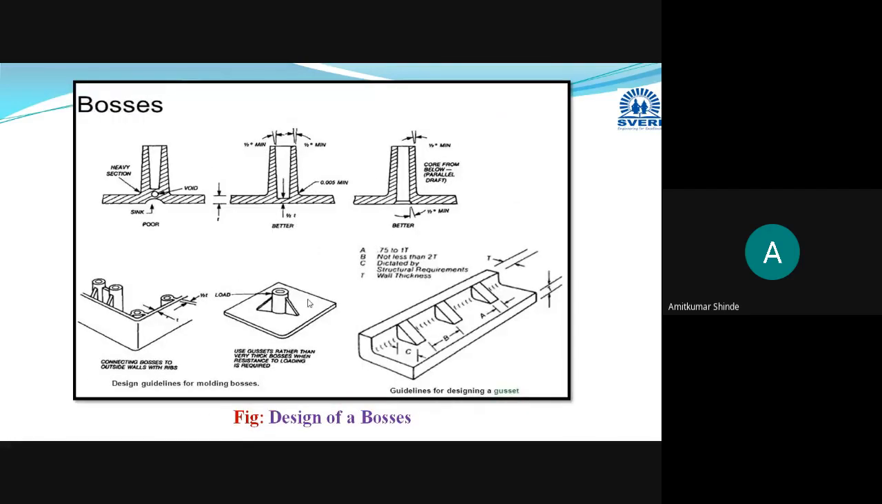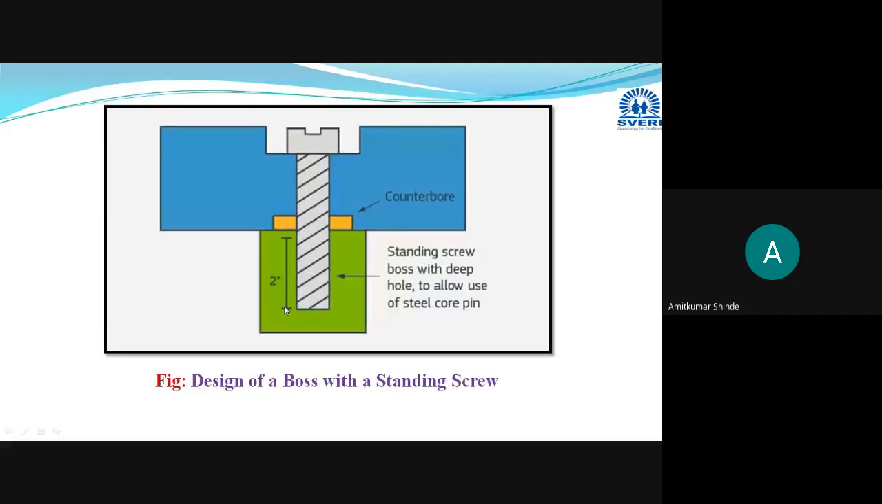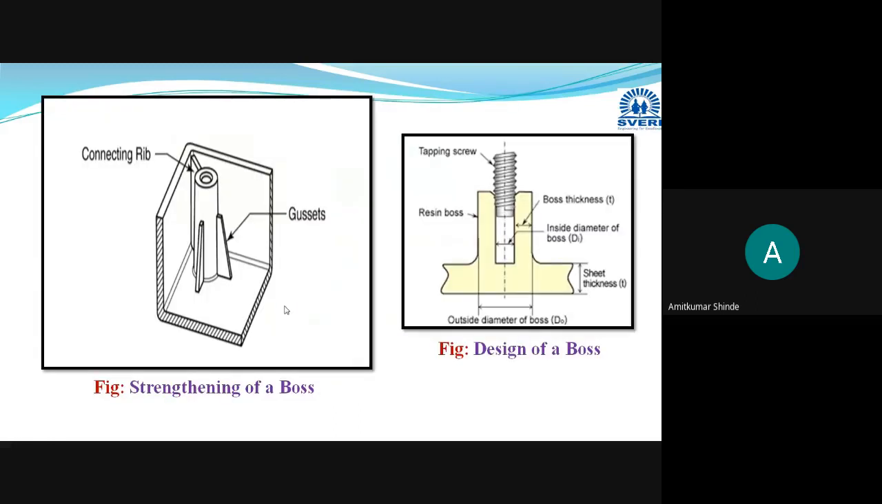Let me show some more diagrams. Here you can see this is the boss away from the wall. These are the bosses near the wall, where a rib or gusset is provided very near. See these diagrams: these bosses are near the wall, and gussets or ribs are provided. When away from the wall, you have to provide gussets from all four sides to provide the strength.